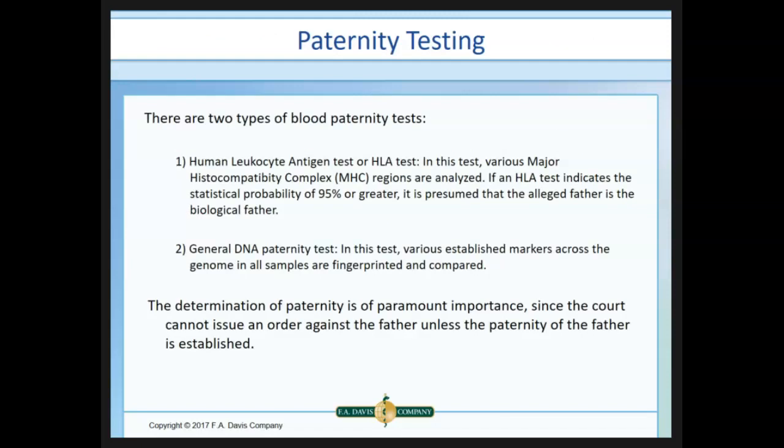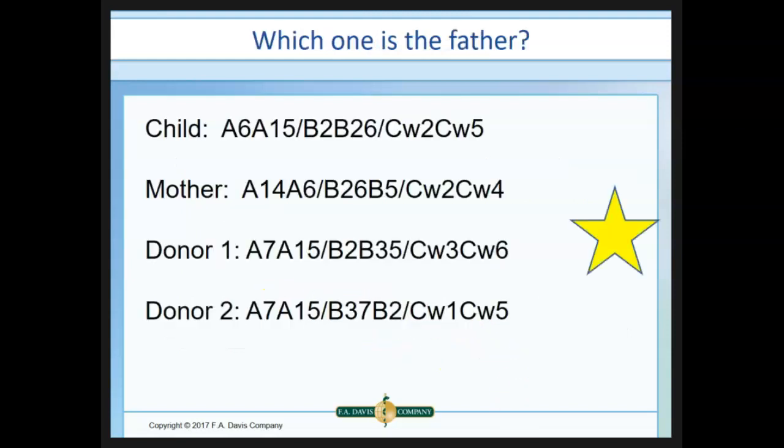There are 2 types of blood paternity tests, the HLA or MHC test, and it gives us a probability of 95% or greater if the presumed or alleged father is the actual biological father. Now, in today's world, generally the DNA paternity test is better, but I'm using this example to explain the MHC haplotypes.